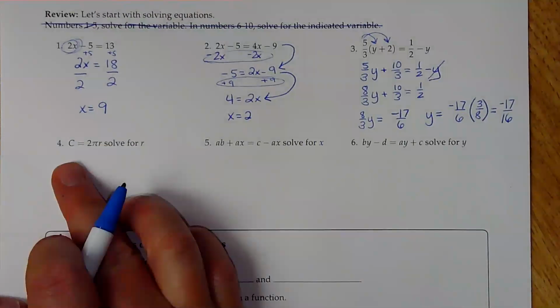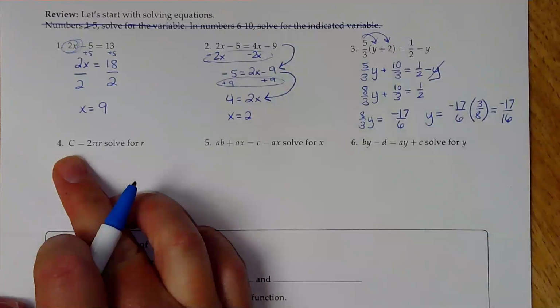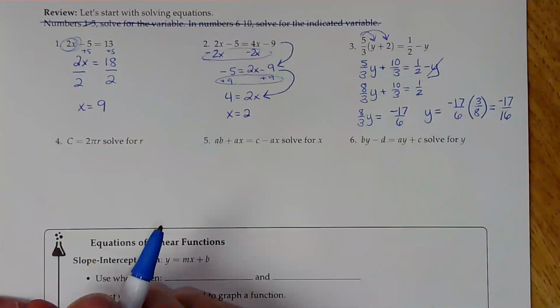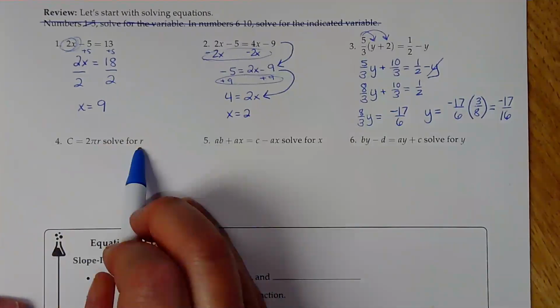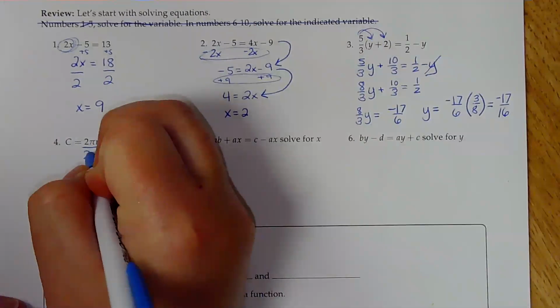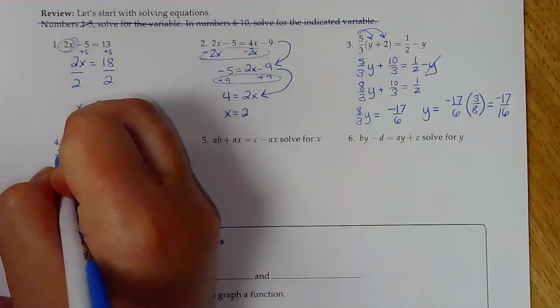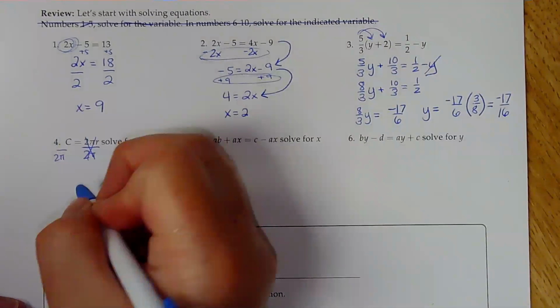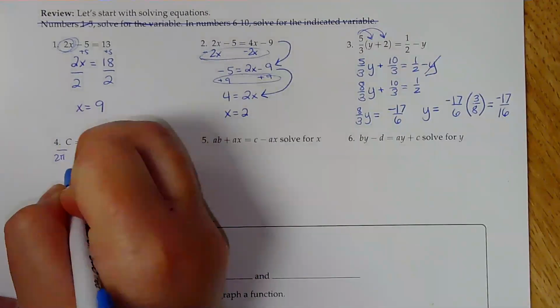So we're going to take this formula. This is for the distance around the edge of a circle. The circumference is equal to 2 pi r. We're going to solve for r. That means I want to get rid of everything that's not r. If I divide both sides by 2 pi, I get r is equal to C over 2 pi.